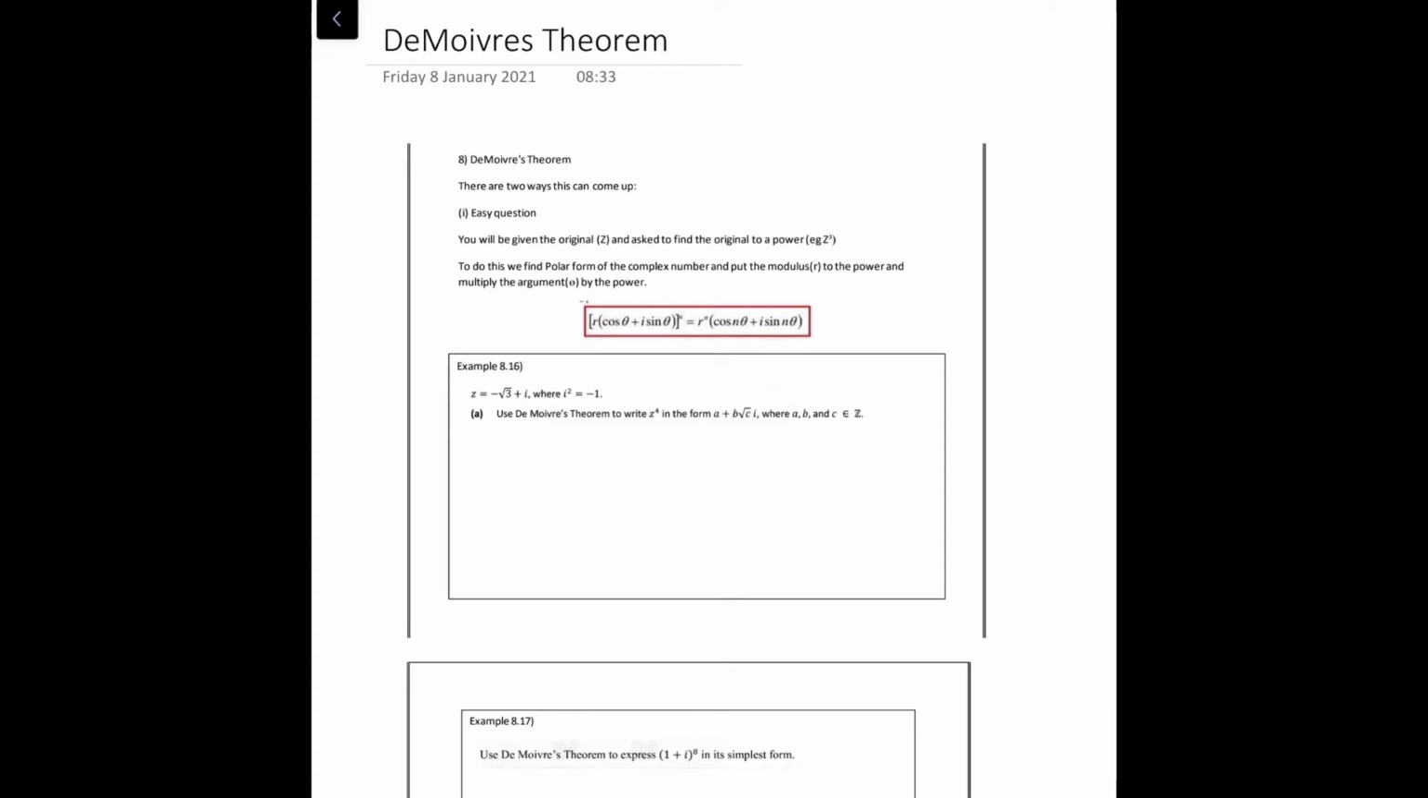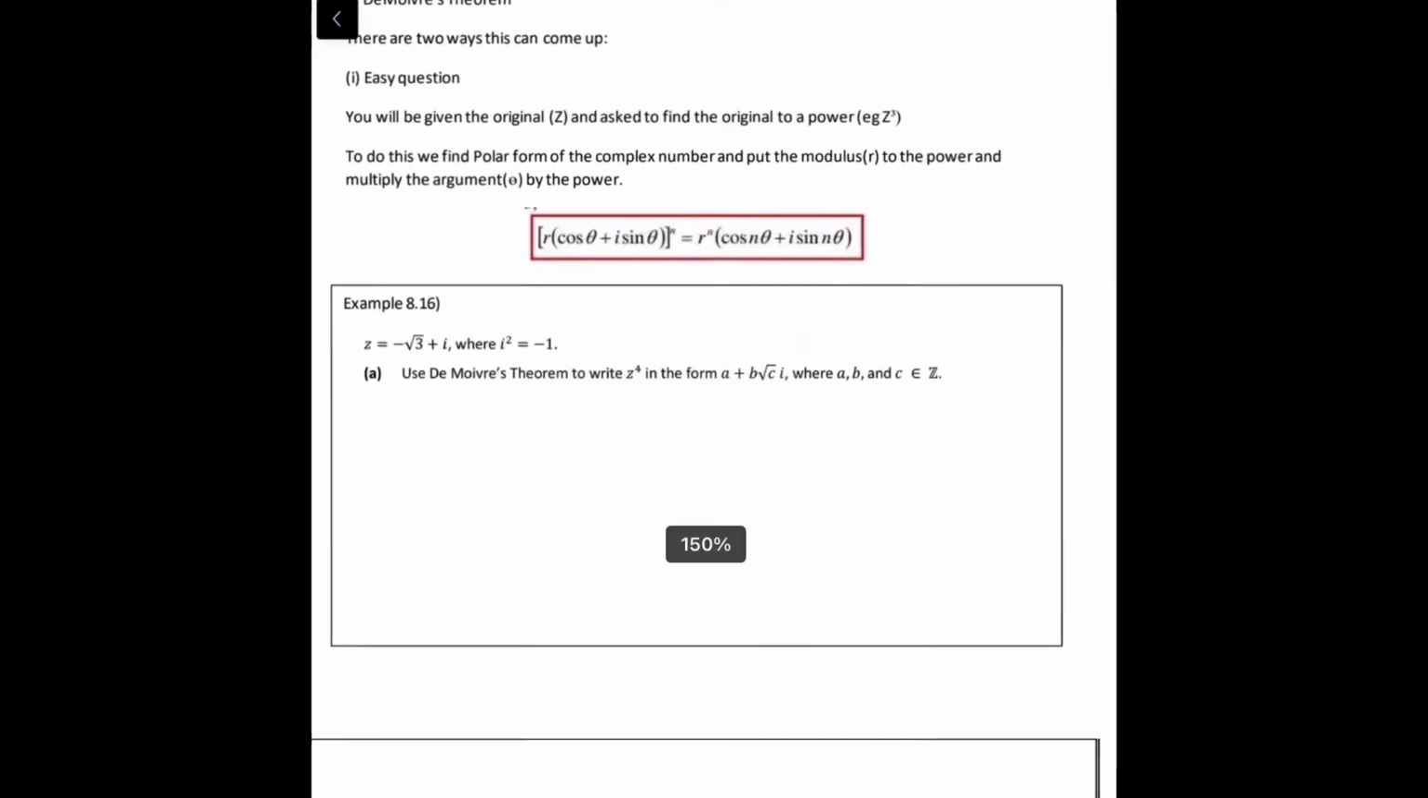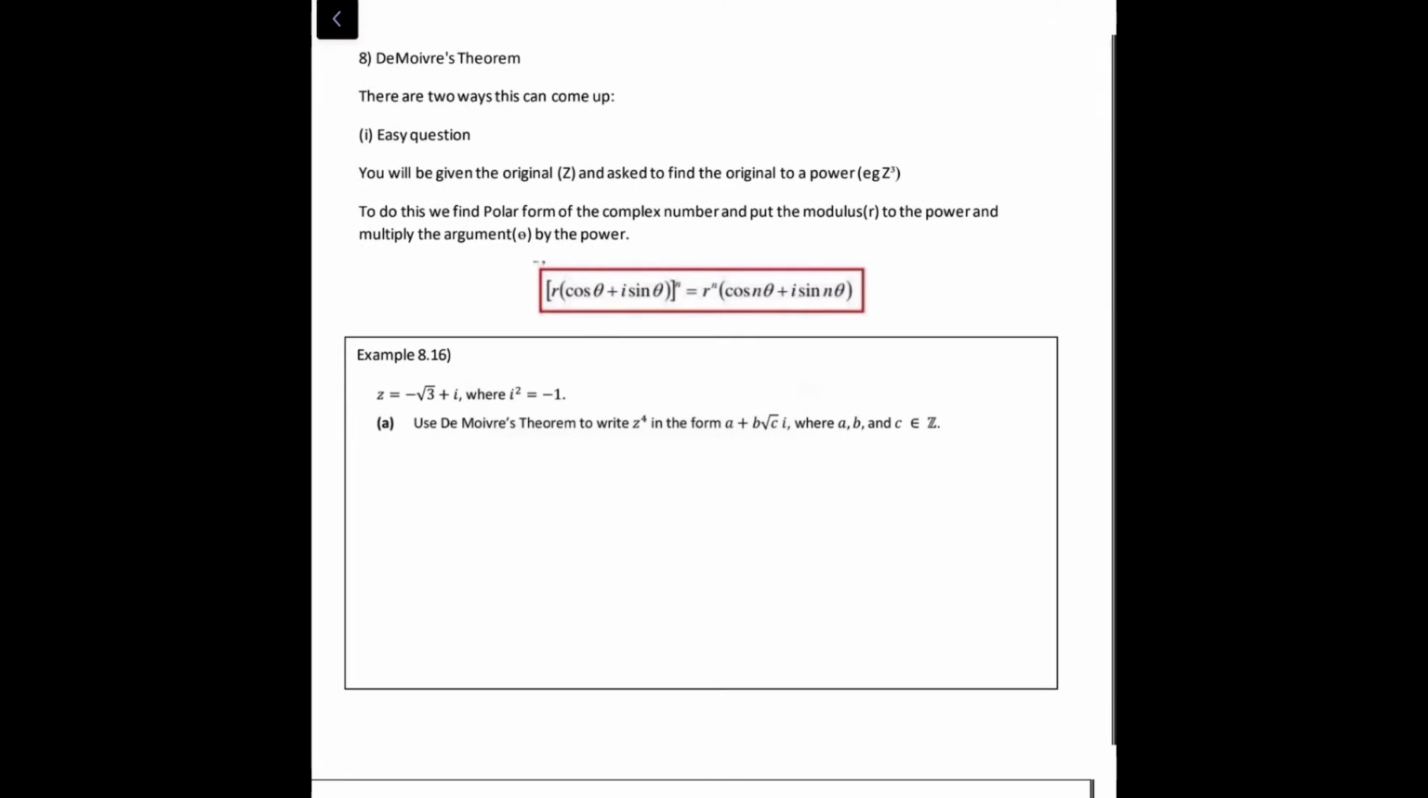To do this, we need to get into polar form, and then we need to get the modulus to the power of n, and the argument is multiplied by n. This thing in the red box, r(cos theta plus i sine theta) to the power of n, it's hard to see but it's a little n, is equal to r to the power of n (cos n theta plus i sine n theta).